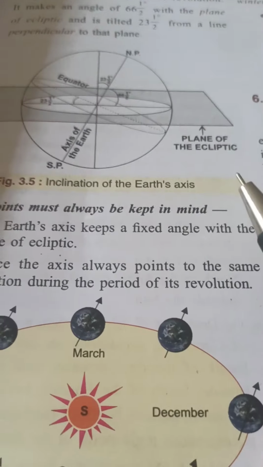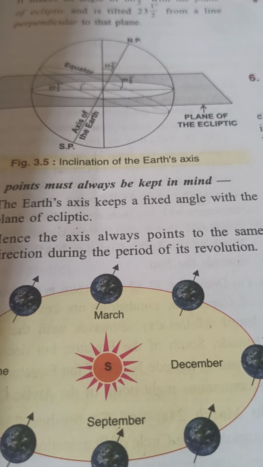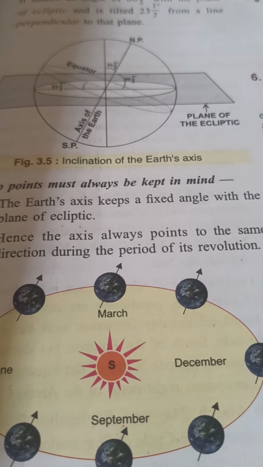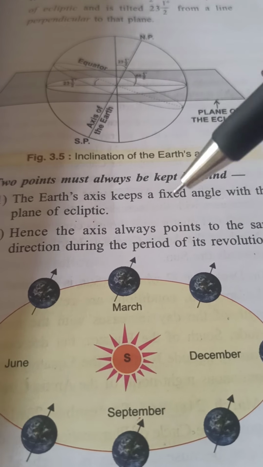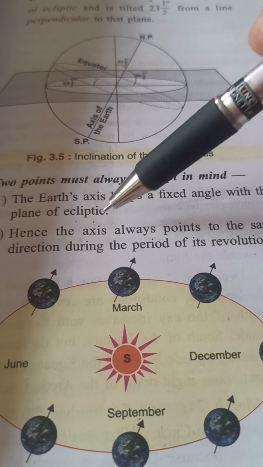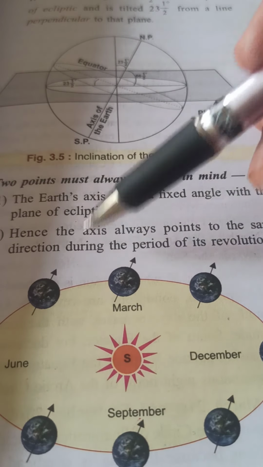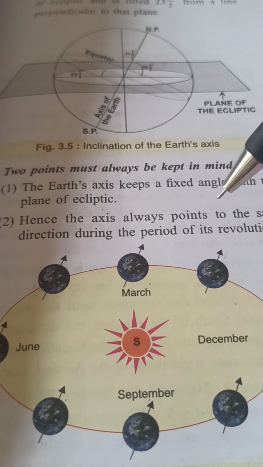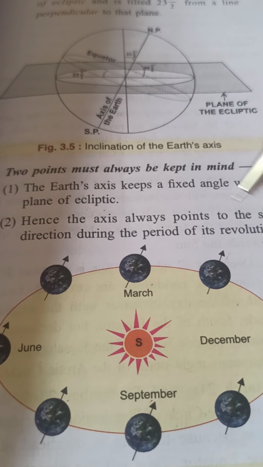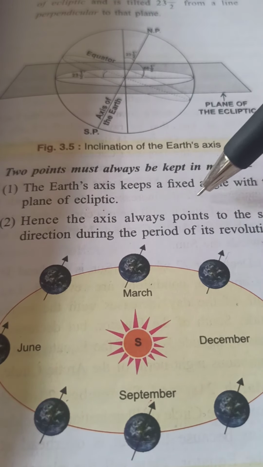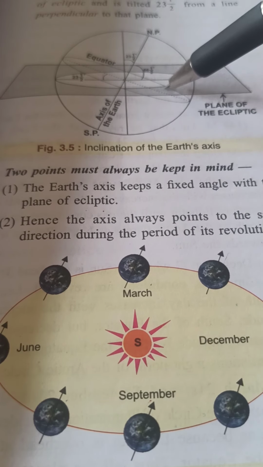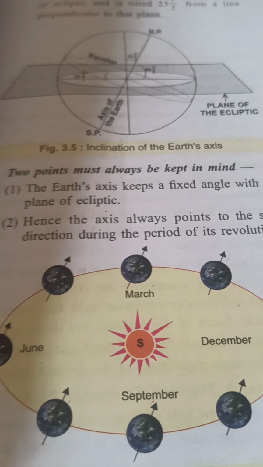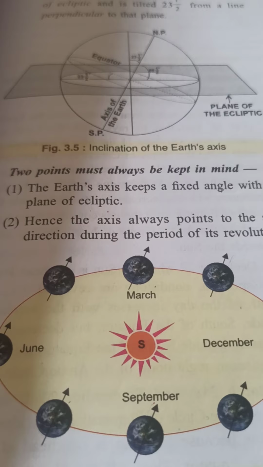Two points you must always keep in mind: that the earth's axis keeps a fixed angle. Earth's axis always keeps a fixed angle with the plane of the ecliptic. Hence the axis always points to the same direction during the period of its revolution. Therefore, the axis, because it keeps a fixed angle, will always point to the same direction at the time of the revolution.